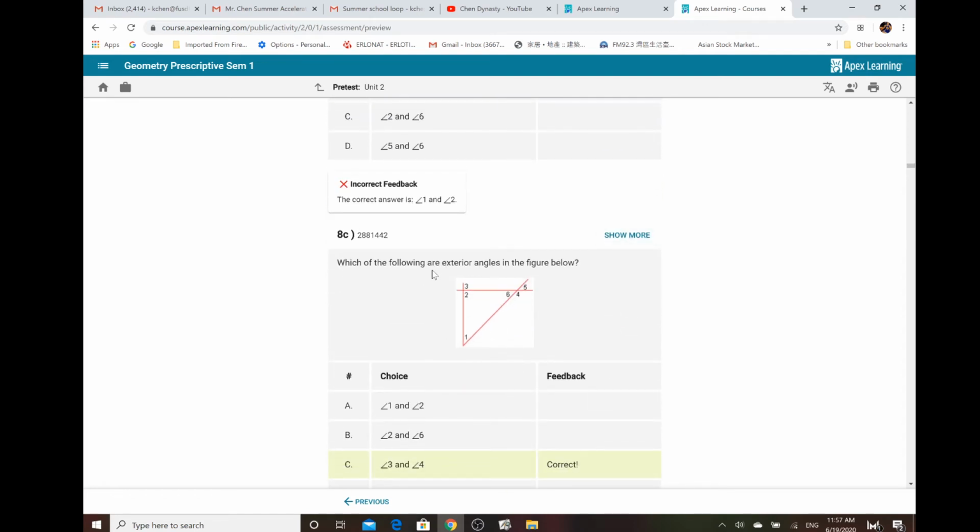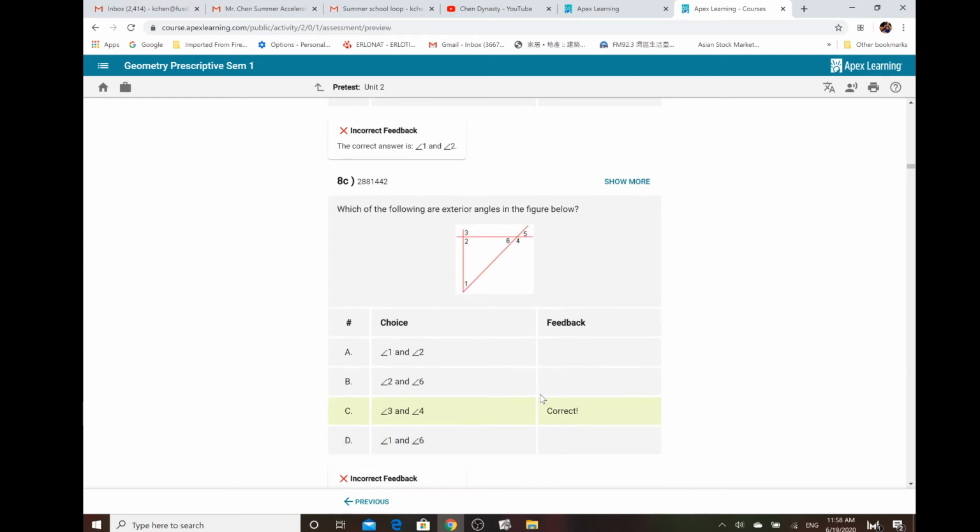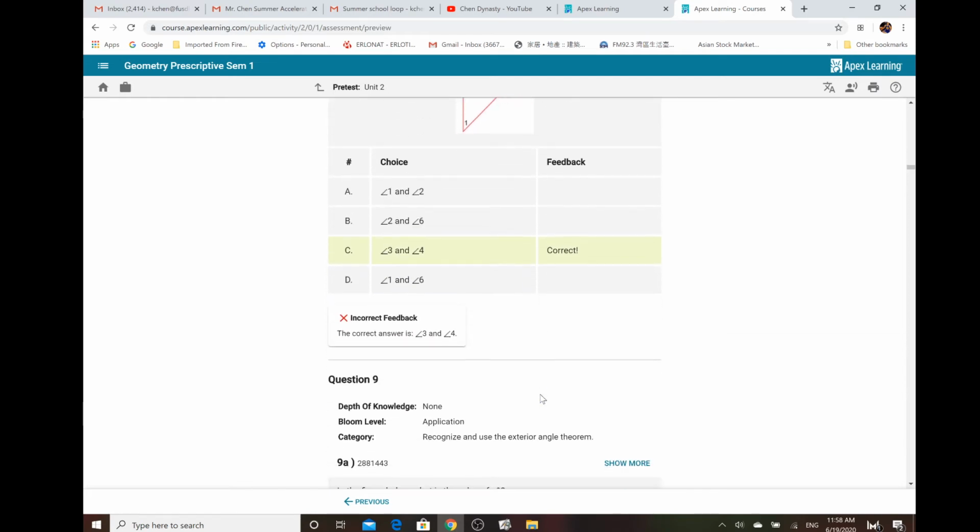Which of the following are the exterior angles in the figure below? Exterior angle means outside the polygon, outside the triangle. So we have angle 3, angle 4, and also perhaps angle 5, but it's not listed.